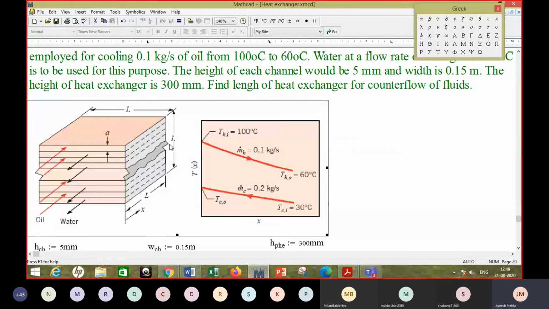Though here everything is shown as L because it is taken as a cubic shape heat exchanger, in our example we have not taken that. So some width of the heat exchanger is defined, and height is also defined, and length is to be found. So this is the height of the heat exchanger, this is the width of the heat exchanger, and the length, in other words you can also call it depth, along the depth of the page. That is what is to be found. Let me read the data.